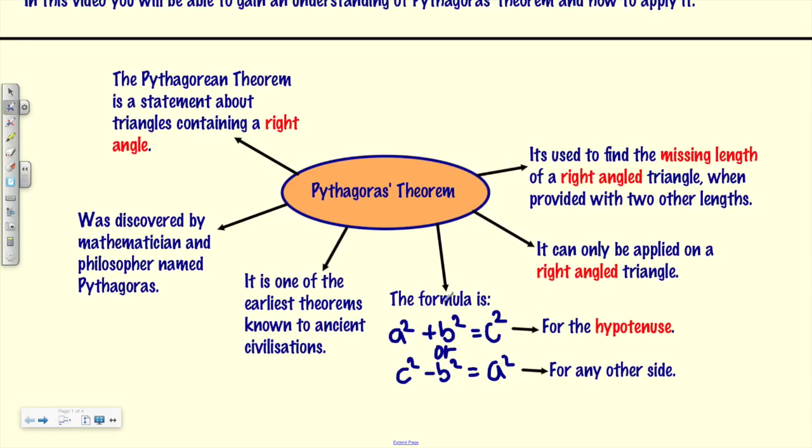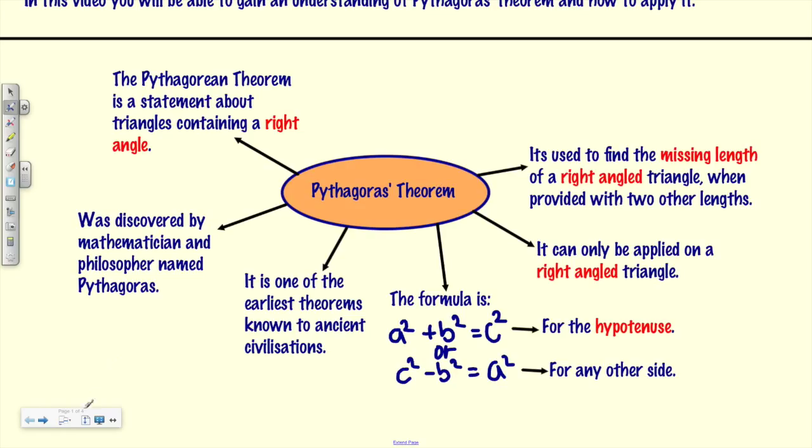This particular formula is to work out the hypotenuse, or it can be rearranged to be c squared take away b squared equals a squared, or any other side apart from the hypotenuse. It can only be applied on right angled triangles. It's used to find the missing length of a right angled triangle when provided with two other lengths. These two other lengths are key, as it won't work if you don't have two other lengths of the three-sided triangle. You can see that these words, right angle, missing length, and hypotenuse, are in red. This is because they're key words.